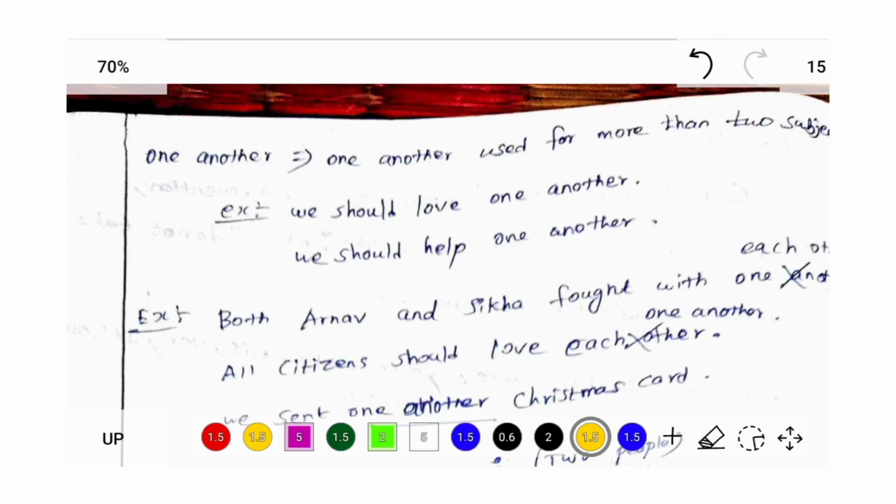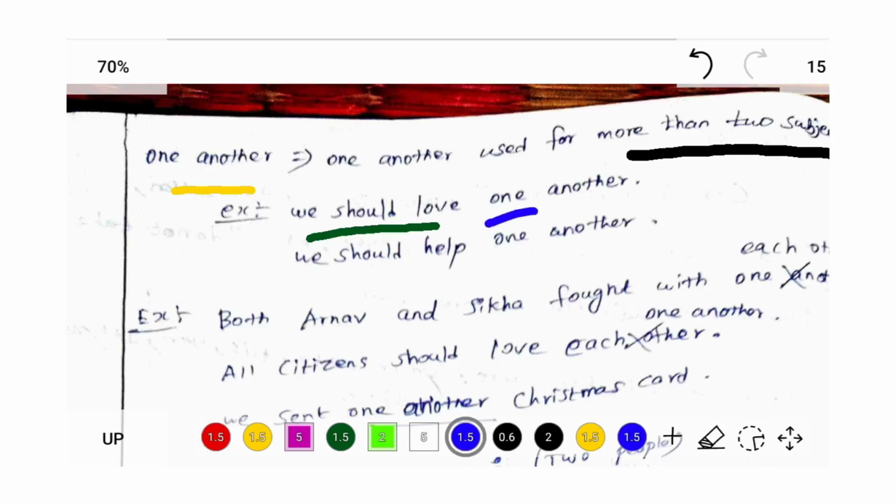Next we see one another. We use one another for more than two subjects. See this example: we should love one another. Here the sentence denotes more than two people, so we use one another.